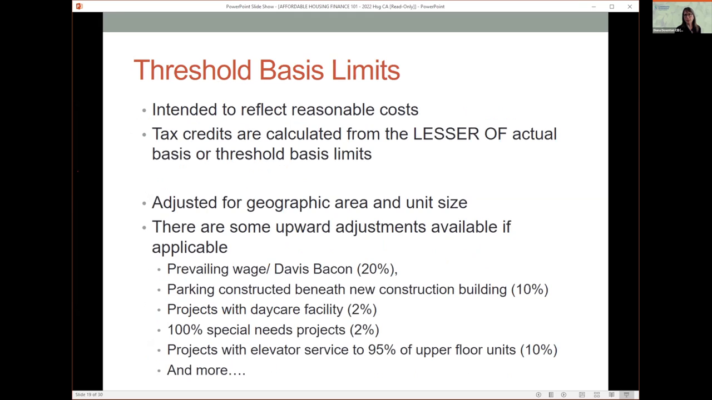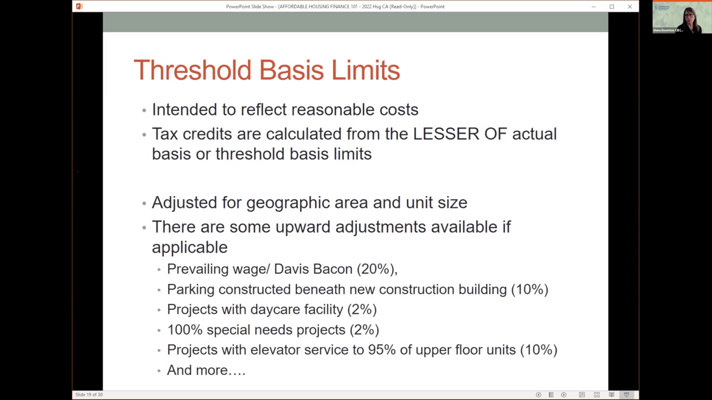Another important concept to understand around calculating your tax credits is threshold basis limits. Threshold basis limits are the TCAC's method of capturing what are reasonable costs. And so TCAC publishes every year threshold basis limits for every county in California for different unit sizes. So when you're calculating your tax credits, you also need to check that your eligible basis is not above the threshold basis limits.